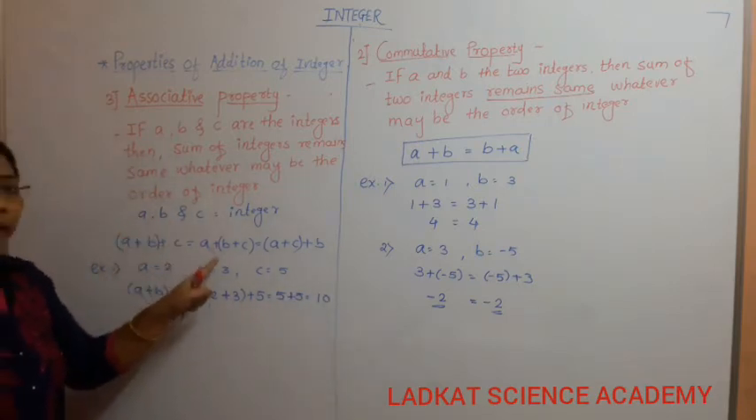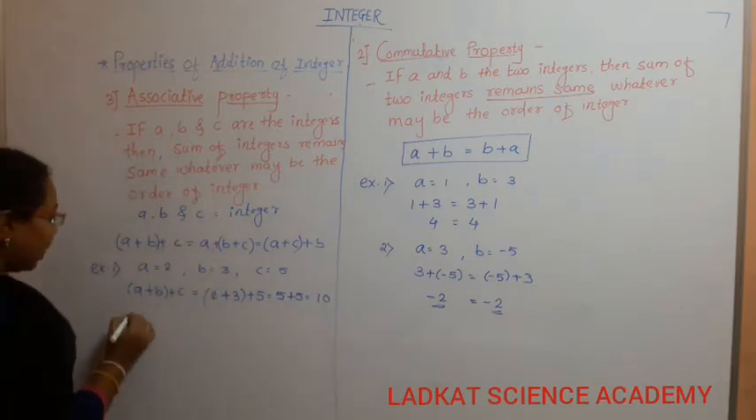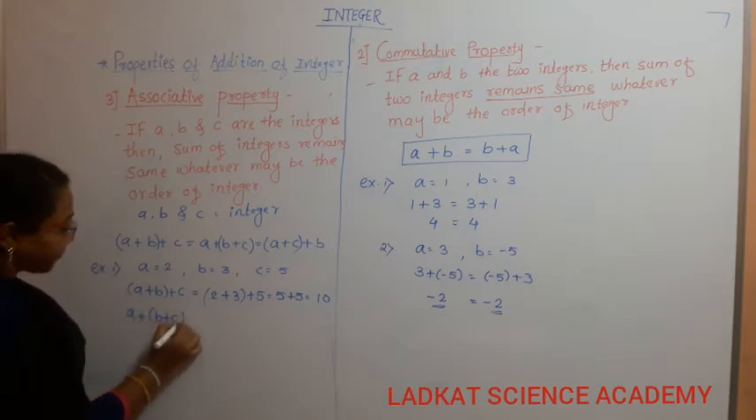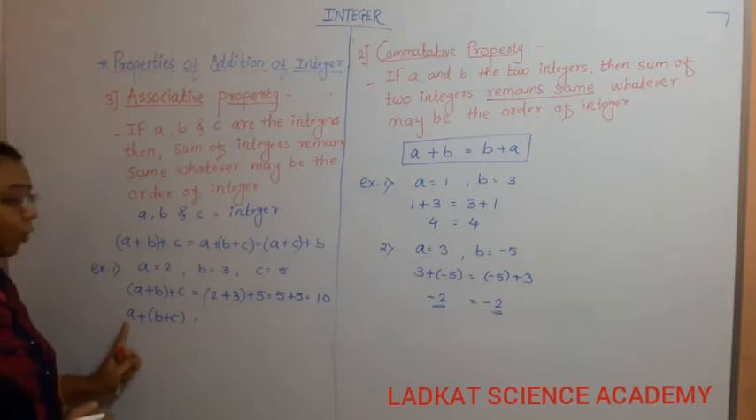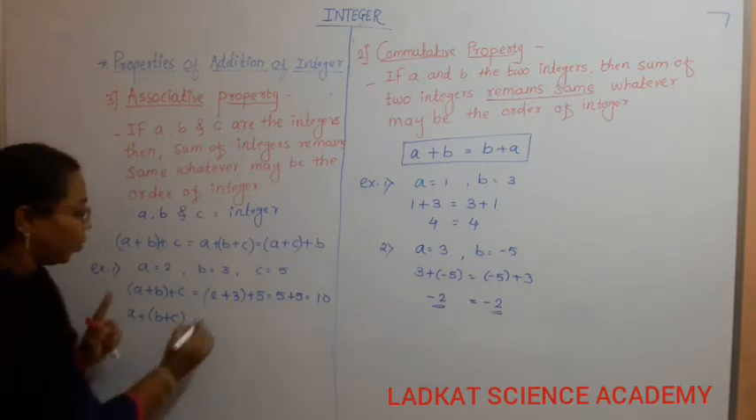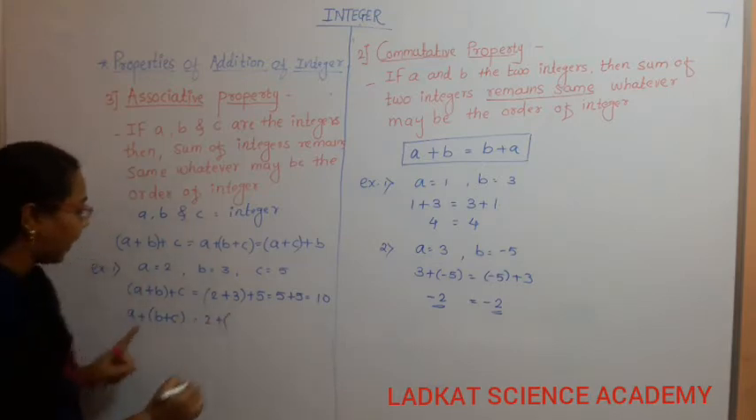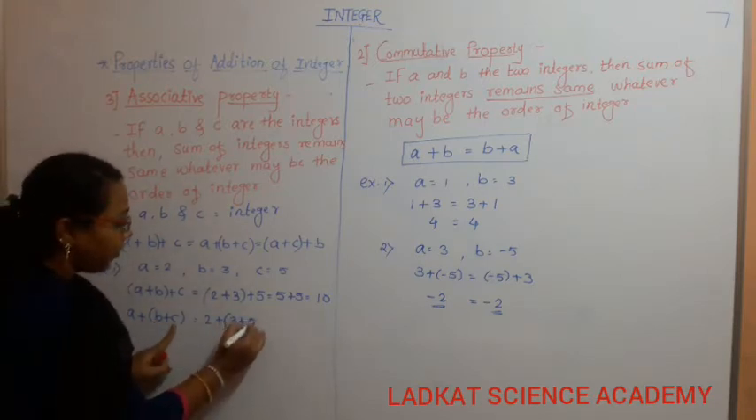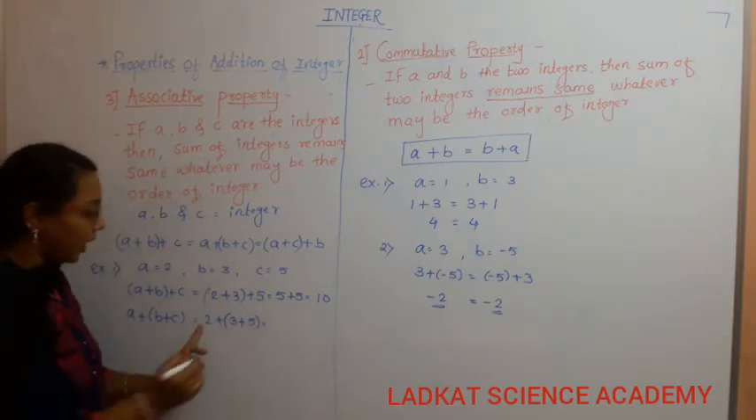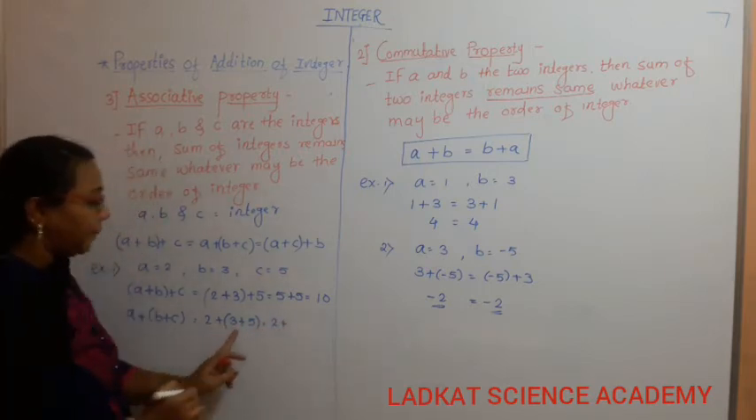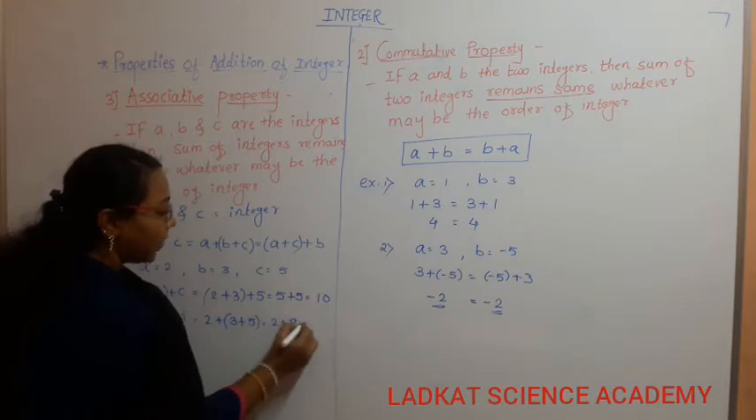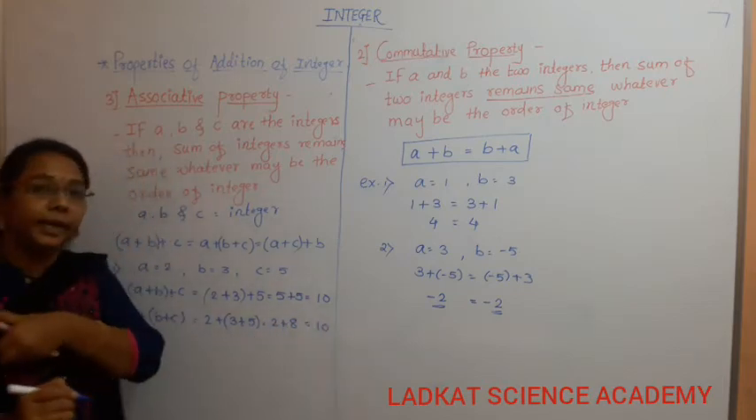We will change the order here. What is the second order? A plus (B plus C). What is the value of A here? 2 plus, in brackets, B is 3 plus C is 5. Then what is the value of the bracket? 5 plus 3 is 8. 2 plus 8, again we got the answer 10.